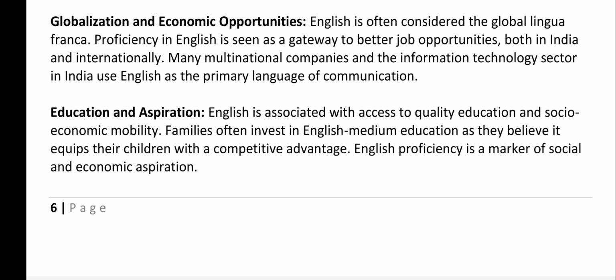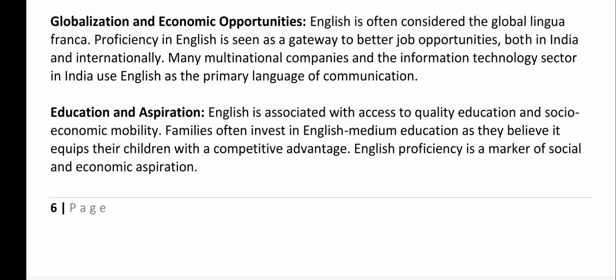English is often considered the global lingua franca. Now, what does it mean? It means that English is something which people all over the world understand. Suppose a Spaniard, his mother tongue is Spanish, a Frenchman, his mother tongue is French, a Chinese, his mother tongue is Chinese, right? They all understand English, and they all know how to speak in English. So proficiency in English is seen as a gateway to better job opportunities both in India and internationally.